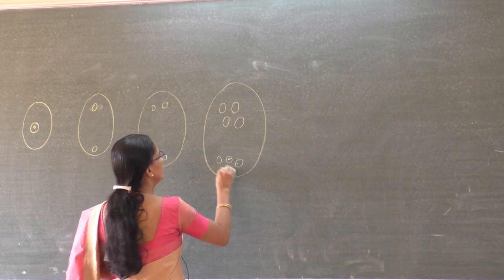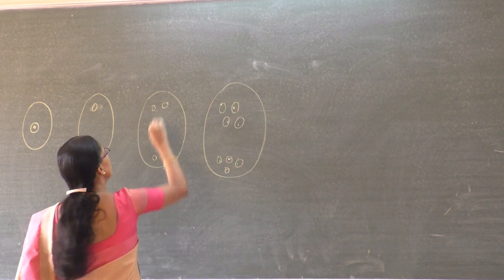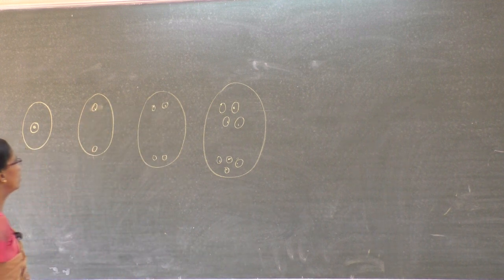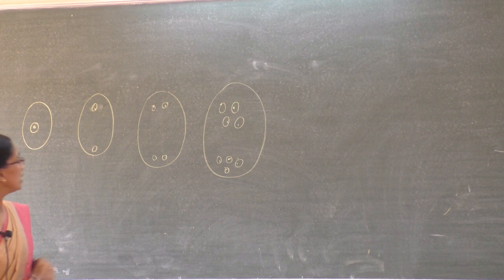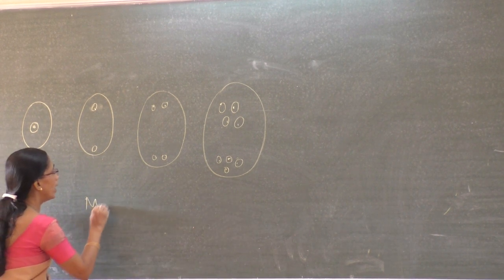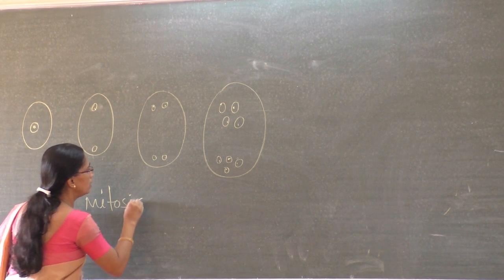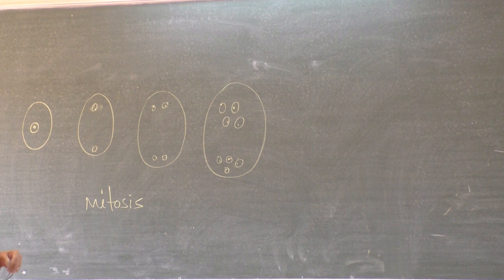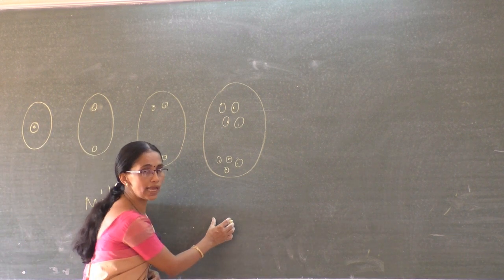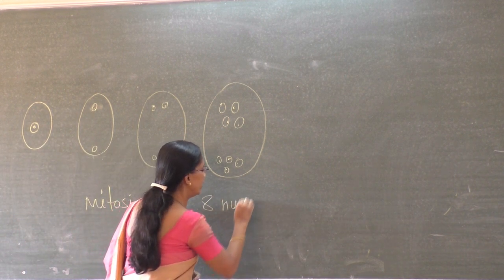8 nuclei. In each case, it is mitosis. But nuclear division is not followed by division of cytoplasm. So finally, the mature embryo sac is 8 nucleate.